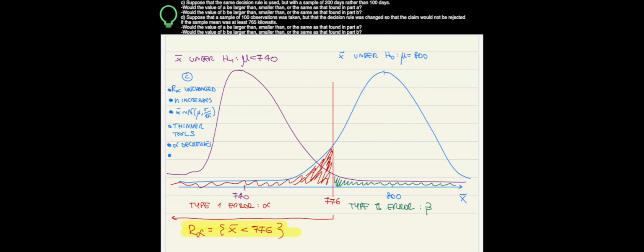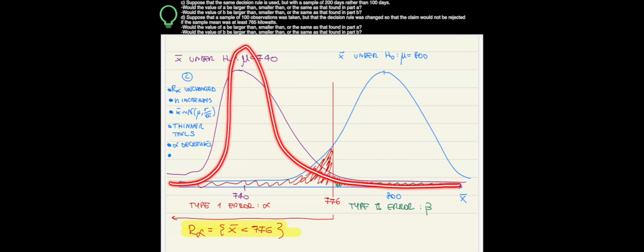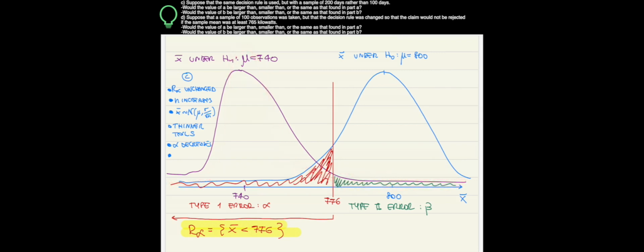Because if n is increased, then the distribution of x bar under H1, under the alternative hypothesis, is peakier as well. So again, we have something like this, and you can see that this would be the type 2 error, beta, which is lower than the beta we had before. So alpha decreases, but also beta decreases.